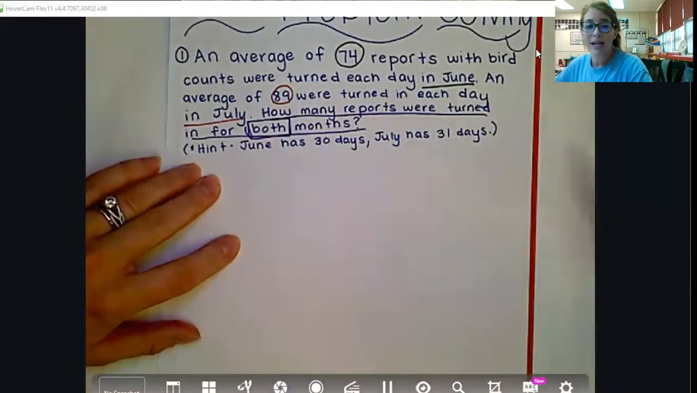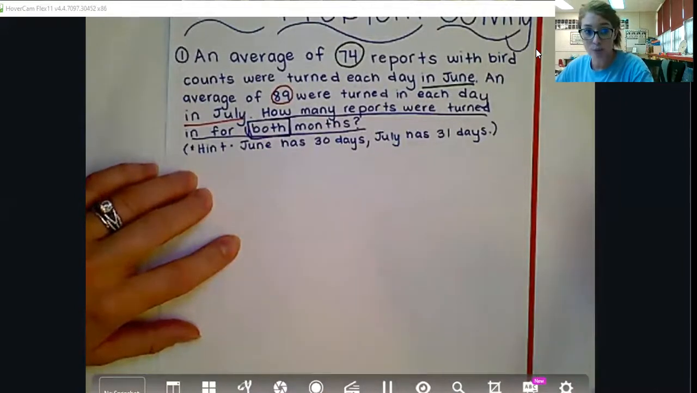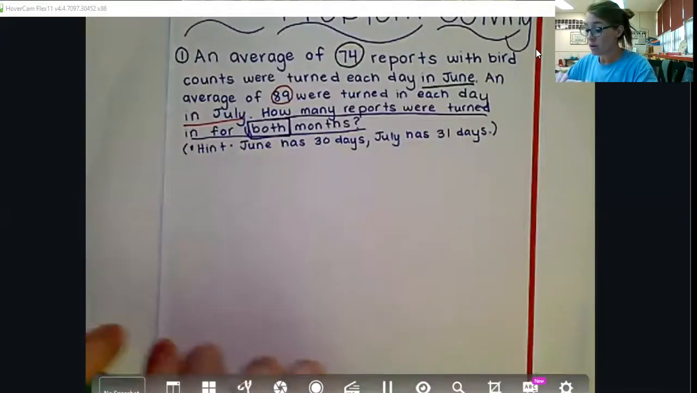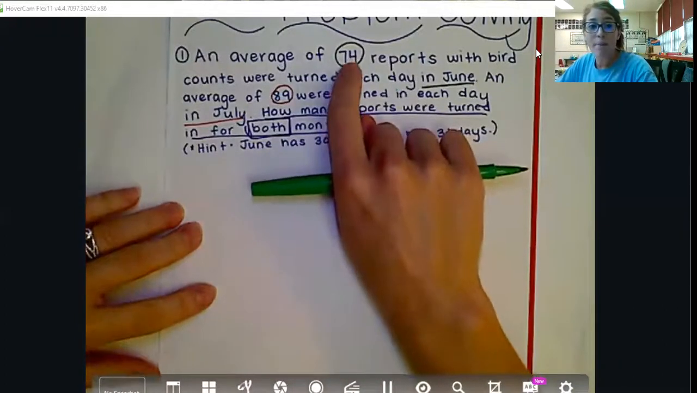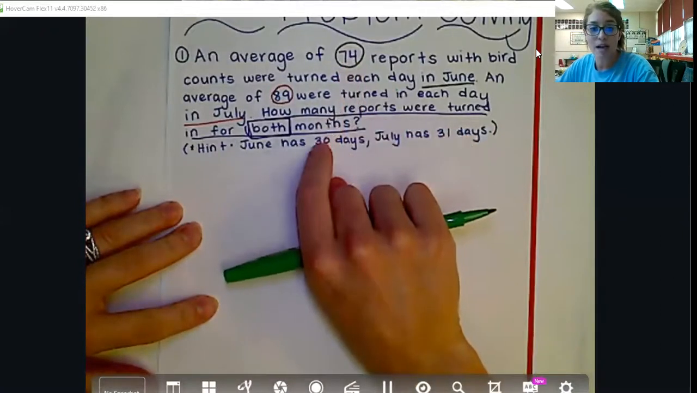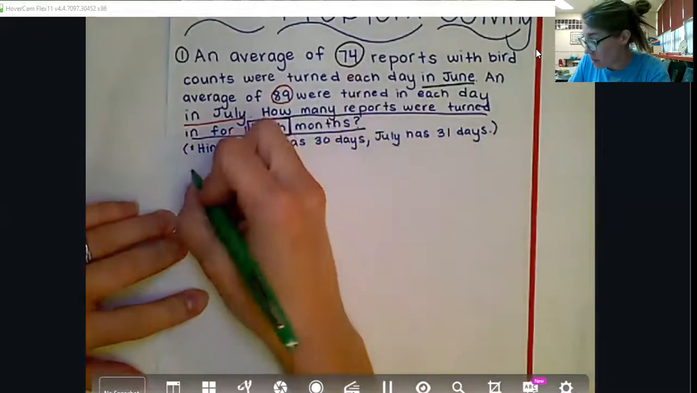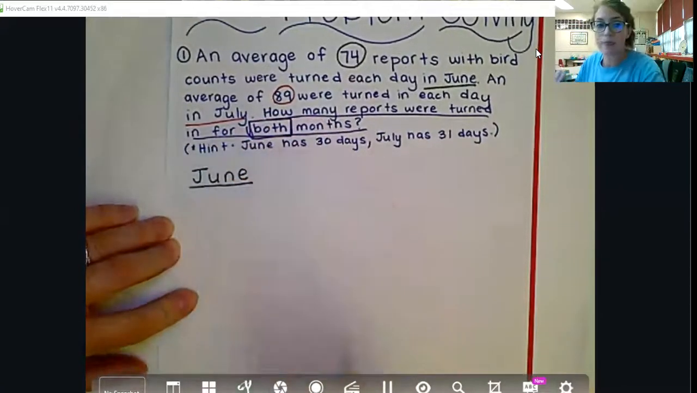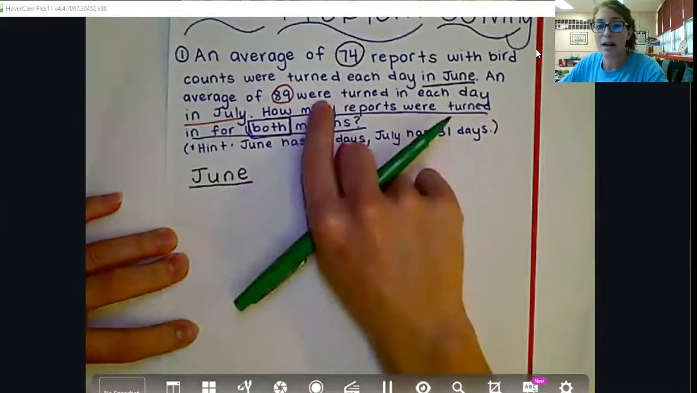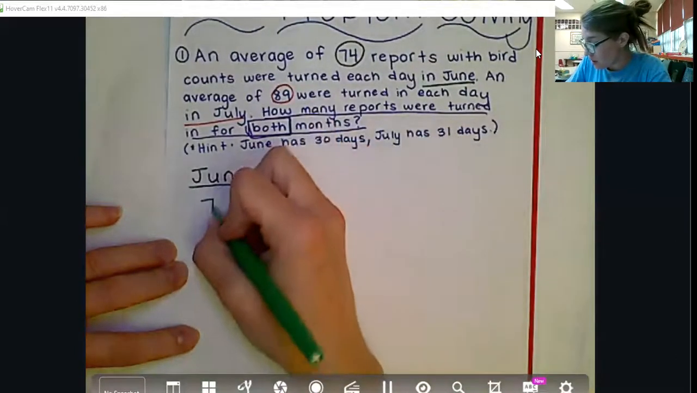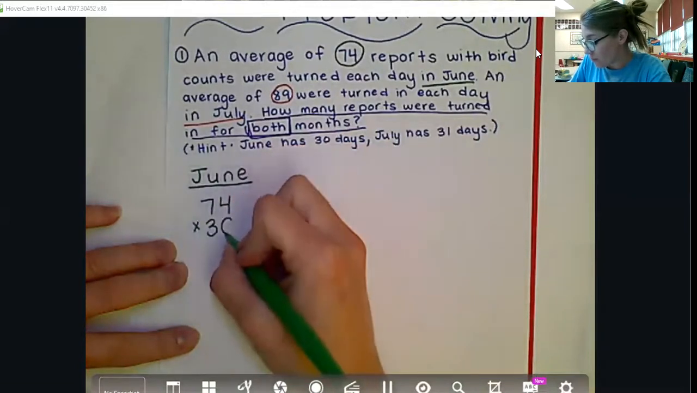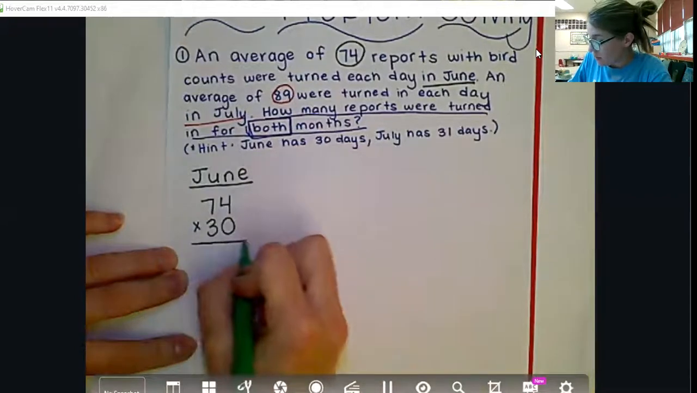So what would I need to do to figure out how many reports were turned in June? I agree. We're going to have to take the number of reports each day and multiply it by the number of days. So it says that June has 30 days. So I'm going to go ahead and write June right over here so we know we're messing with June, okay? And I'm going to go ahead and do 74 times 30. All right, very good.